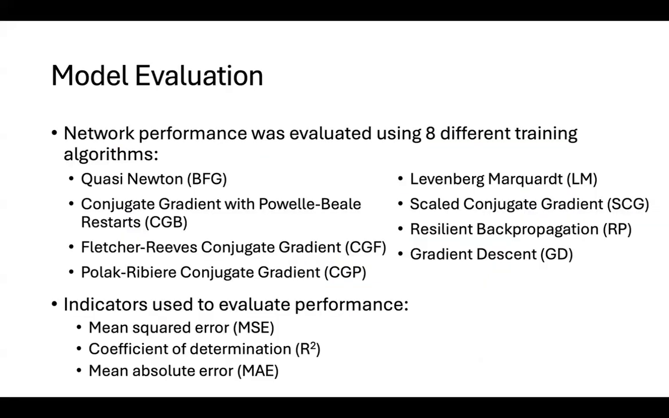The network performance was then evaluated using 8 different training algorithms. These included the quasi-Newton, conjugate gradient with Powell-Beal restarts, Fletcher-Reeves conjugate gradient, Pollack-Ribere conjugate gradient, Levenberg-Marquardt, scaled conjugate gradient, resilient backpropagation, and gradient descent. And the indicators used to evaluate performance were mean squared error, coefficient of determination, or the R-squared value, and the mean absolute error. Good results will display a low mean squared error and mean absolute error value, and a high R-squared value.